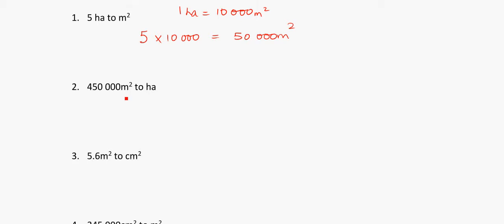Okay, question 2, you're going the other way, from metre squared to hectare, so you're going to have to divide. And if you're changing metre squared to hectares, you need to divide by 10,000. And you end up with, how many zeros? 1, 2, 3, 4. 1, 2, 3, 4. We end up with 45 hectares.